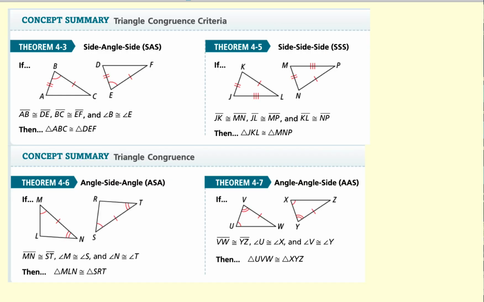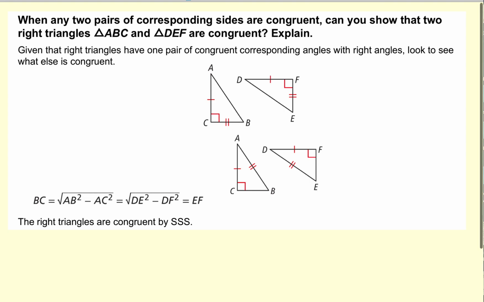This is our set of shortcuts that we have. This allows us to only have to prove three things, or three pairs of corresponding parts. Is there another method that could help? Let's take a look at these two right triangles. We have two pairs of sides and an included angle, so we could easily use side, angle, side.